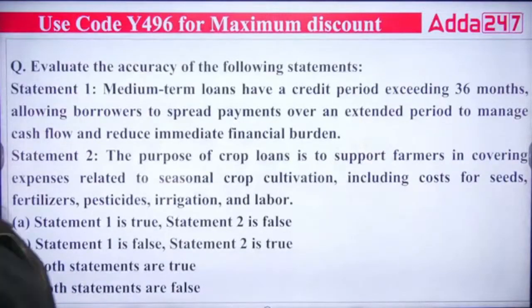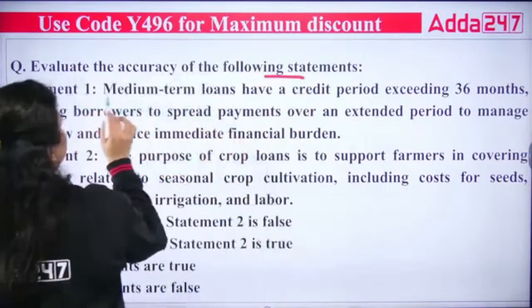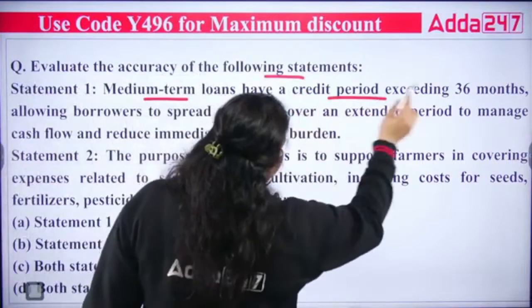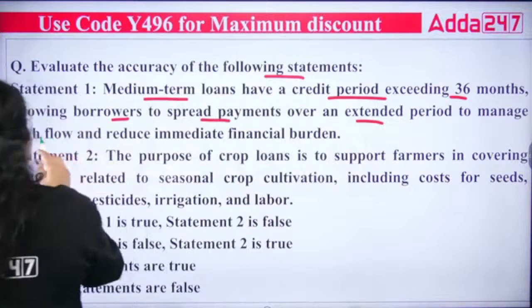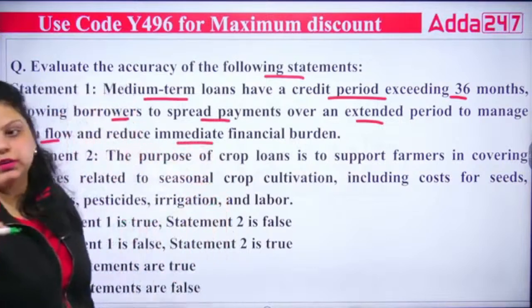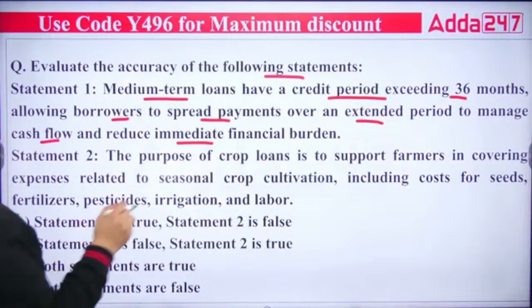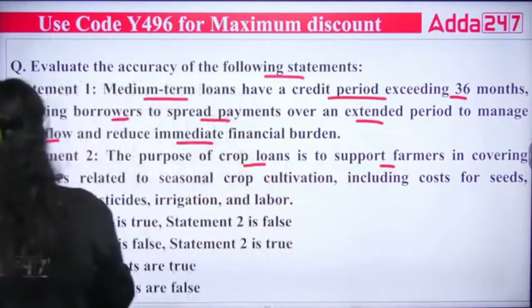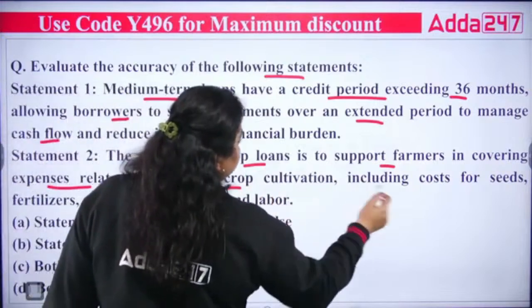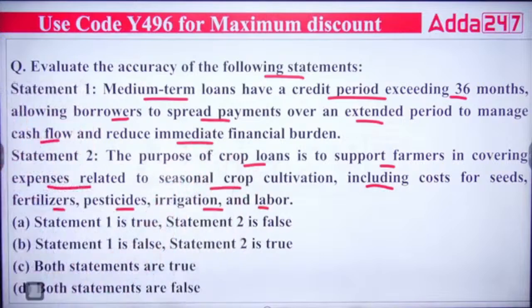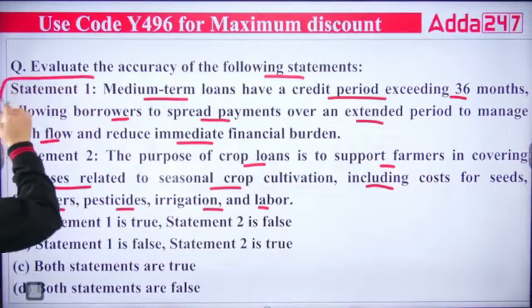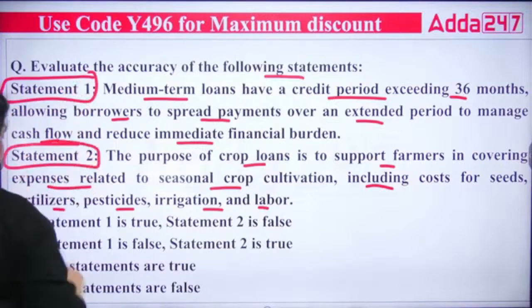Next we have: evaluate the accuracy of the following statements. Statement 1: medium term loans have a credit period exceeding 36 months, allowing borrowers to spread payments over an extended period to manage cash flow and reduce the immediate financial burden. Statement 2: the purpose of crop loan is to support farmers in covering expenses related to seasonal crop cultivation, including costs for seeds, fertilizers, pesticides, irrigation, and labor. It means out of these two statements, which statement is true and which is false, that you have to answer.